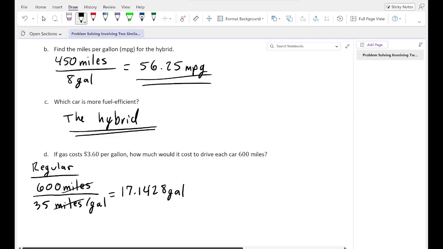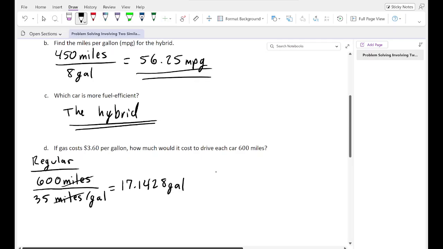Now that's how many gallons I'm going to use over the course of 600 miles. So how much is it going to cost me? Well, I'm going to take the cost of the gas, which is $3.60, and I am going to multiply it by 17.1428. Well, I guess I should be a little bit more consistent with this since I'm using unit of measure. So $3.60 per gallon times 17.1428 gallons.